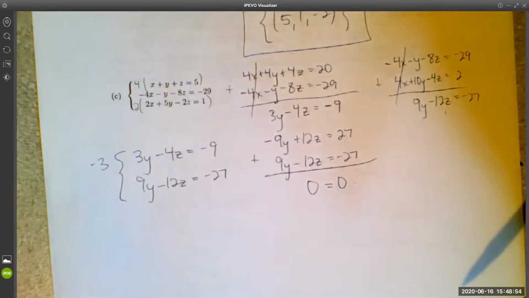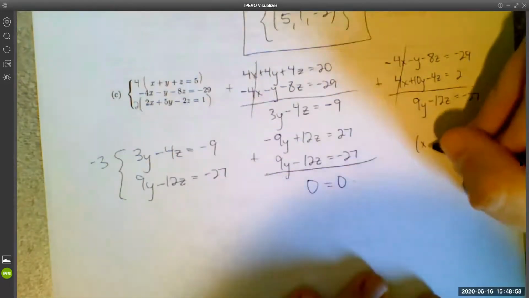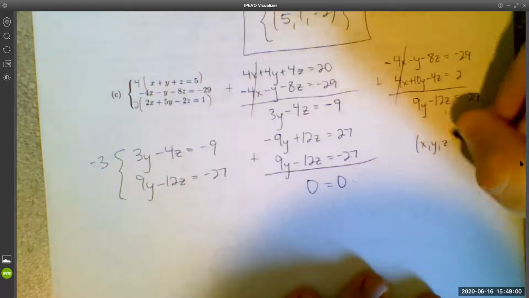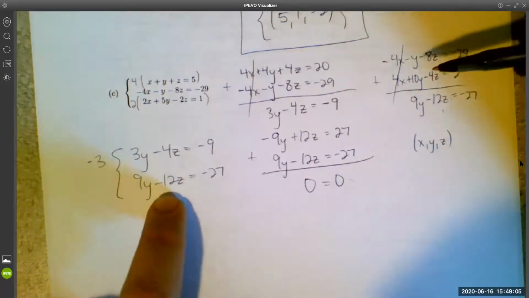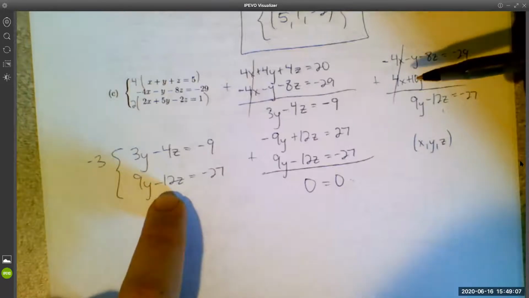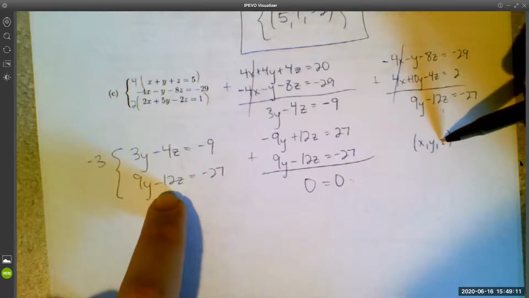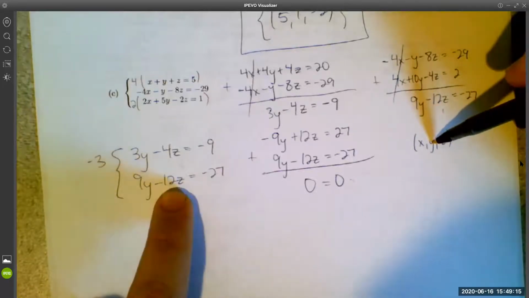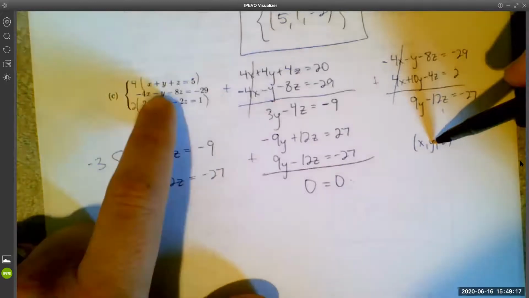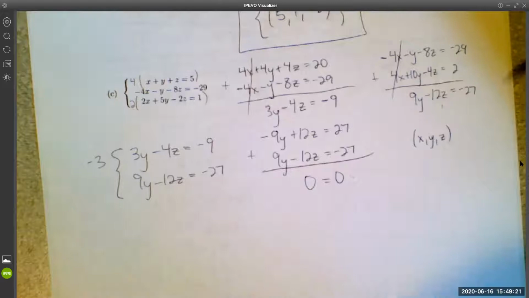So we still want to describe them though, right? So we want to describe the solutions x, y, z. To do that, I think we'll just let z be itself. And then we'll solve for y in terms of z. And then once we have that, we can solve for x in terms of z. Okay? So let's do it.